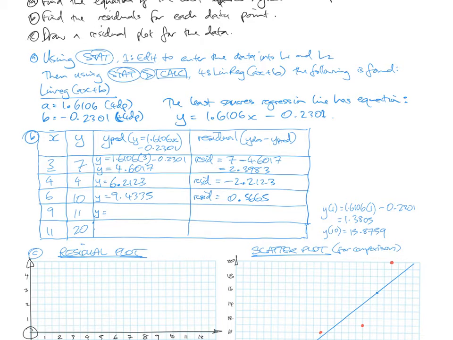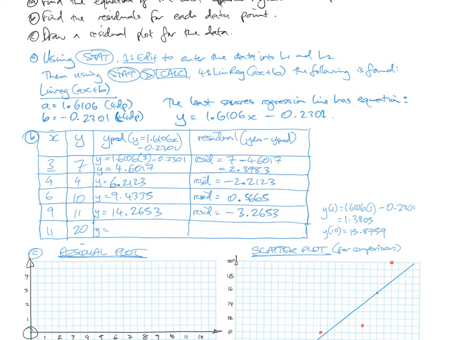Next, 1.6106 times 9, take 0.2301, that's 14.2653. Residual: the observed was 11, take away the answer that I just got, negative 3.2653, so that was a bit further away from the least squares regression line.